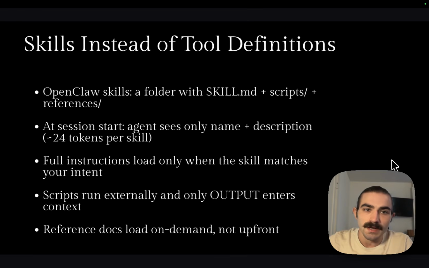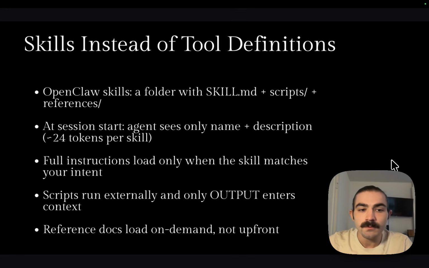So this is the approach that I opted for: using a skill instead of a tool definition from the MCP. A skill is essentially a folder with a skill MD file, plus scripts, references, and any other subfolders that would be helpful for the agent. When the session starts, the agent only sees the description, or the meta tags of the skill, not the full thing. So you're going to significantly reduce the number of tokens per skill that you add to an agent versus having it use an MCP where it loads in all the tool definitions.